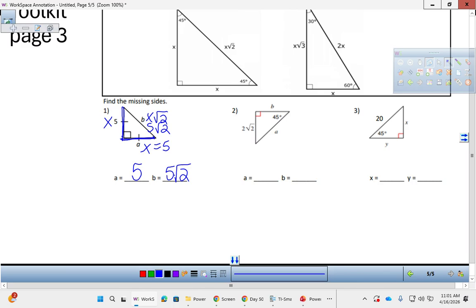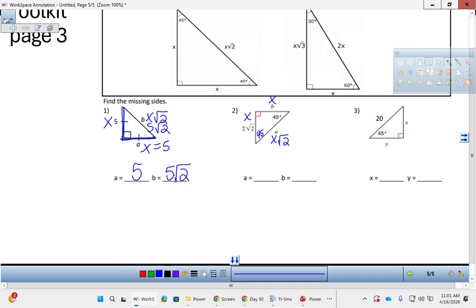It doesn't have the tick marks, but it's got a 45 and a 90, so this has to be 45 too. The three angles inside of a triangle have to equal 180. That's the only combination that works. So across from the 90-degree angle is your x root 2. And then the side lengths are your x's.